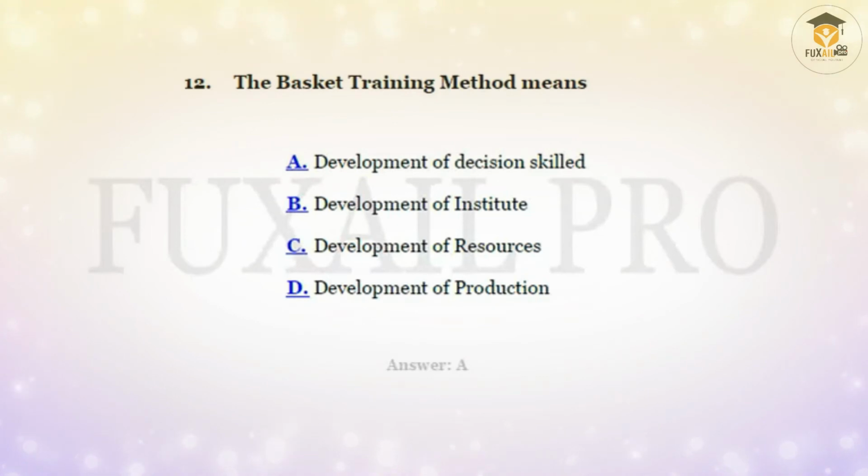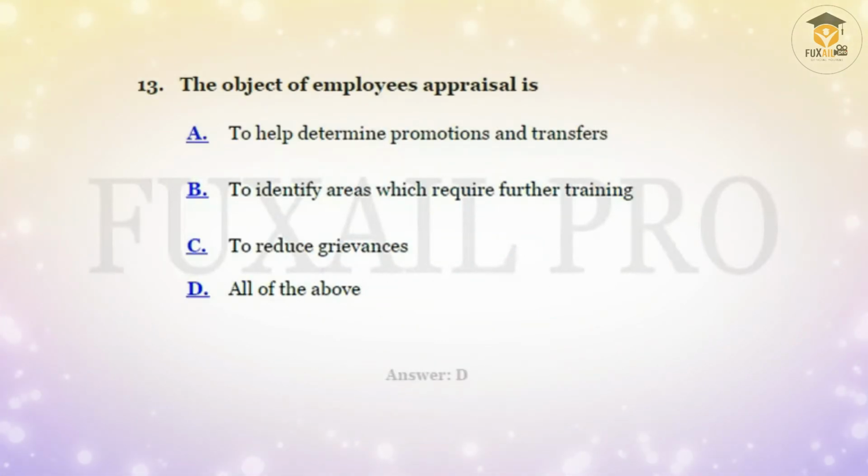12. The basket training method means A. Development of decision skills. B. Development of institute. C. Development of resources. D. Development of production. Answer, A. 13. The object of employees' appraisal is A. To help determine promotions and transfers. B. To identify areas which require further training. C. To reduce grievances. D. All of the above. Answer, D.